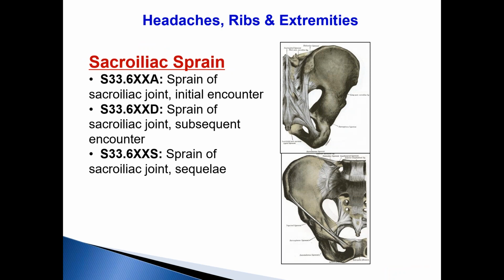Mr. Jones comes in with a problem in his sacroiliac joint, a sprain, sacroiliitis, something to do with the SI joint. So let's say it's a sprain, S33.6. That's your diagnosis. That's what you are reporting. Now we're talking about even with a cash patient, this is important. Yes. Why would this be important with a cash patient?